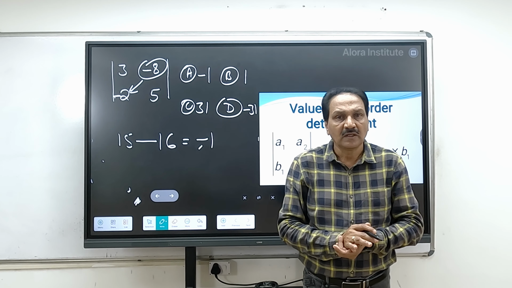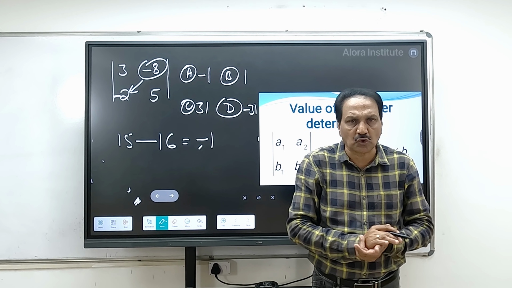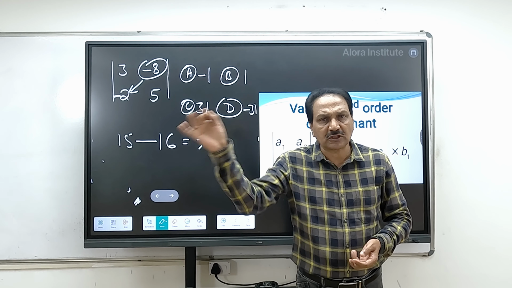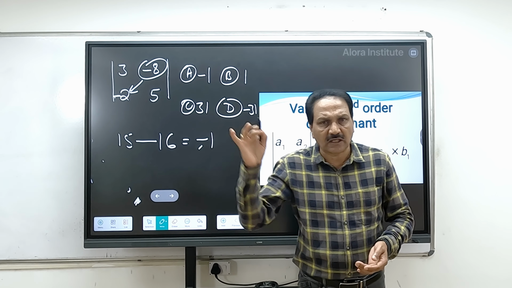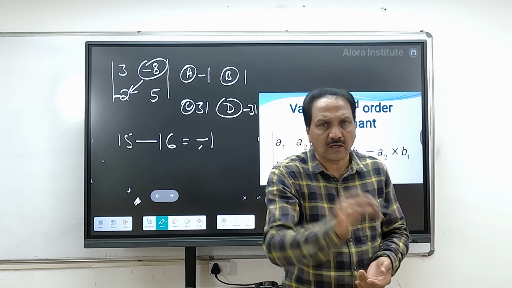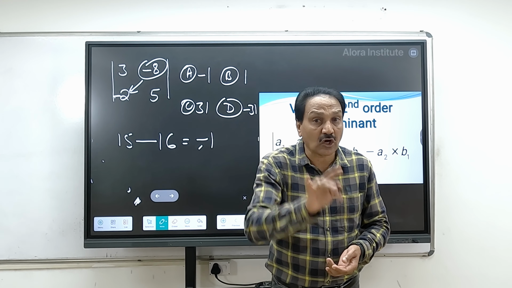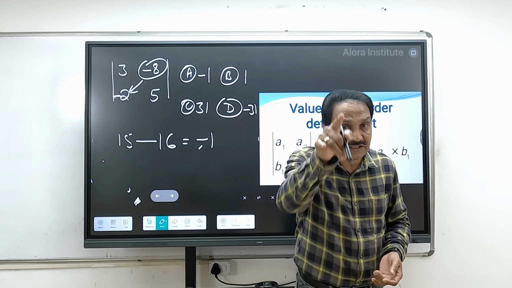How will they ask? In a determinant, which of the following conditions is true? First option, number of rows greater than number of columns. Second option, number of columns greater than number of rows. Third option, number of rows and columns are equal. Fourth option, none. What will be your answer? Number of rows and columns must be equal. So the third one is the correct answer.